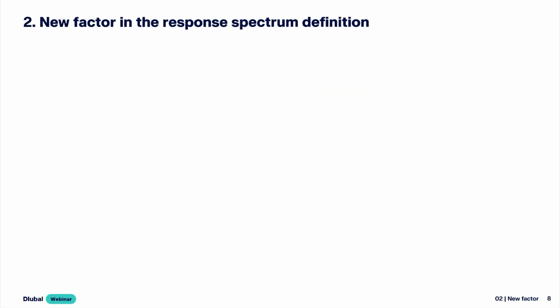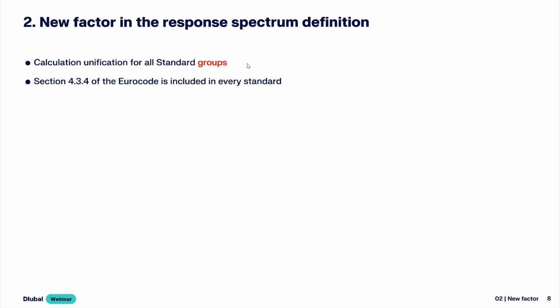Okay, so let's jump now into the second part of today, and it's the new factor in the response spectrum definition. And this new factor is calculation unification for all standard groups. I'm going to show in the program what exactly is meant by standard groups. But the idea is to unify this calculation for all standards in our program.